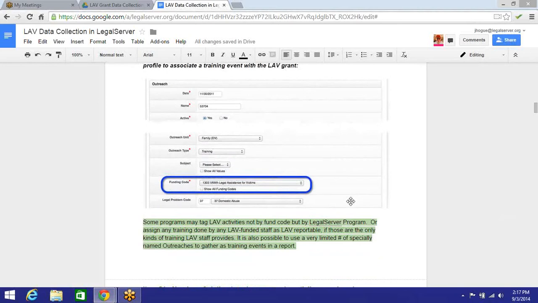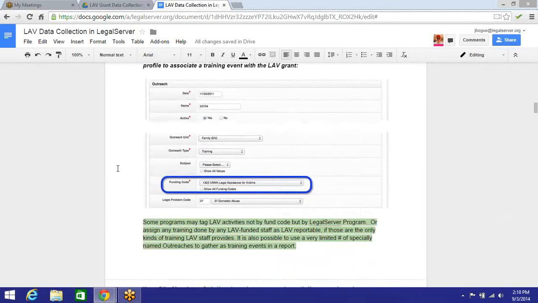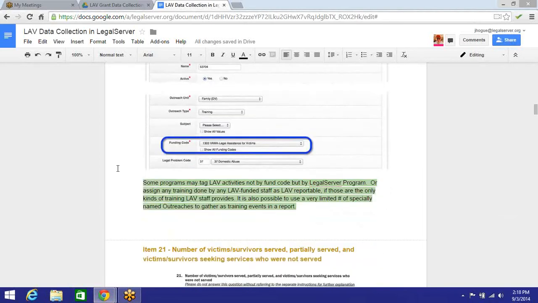And my colleague Mike, if you would help me out with the notes in chat, that'd be great. Mike is with LegalServer, and if you see a good piece of documentation on our community site in the help pages, Mike probably made it, and he made these screenshots for us today. So thank you for that, Mike.